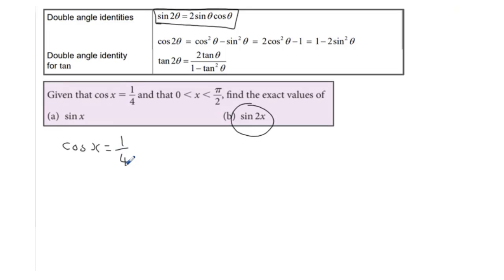So to find sine x from cos x, you should be quite well drilled in this by now. You square both sides, you substitute, use the Pythagorean identity, then we decide on the quadrant, is it positive, is it negative? So cos squared x is going to be 1 squared over 4 squared, so that's 1/16. Substitute for cos squared x, remember sine squared x plus cos squared x equals 1. So cos squared x equals 1 minus sine squared x.